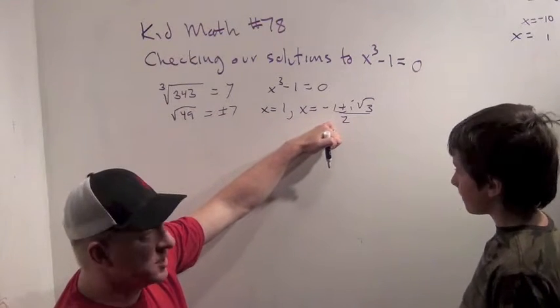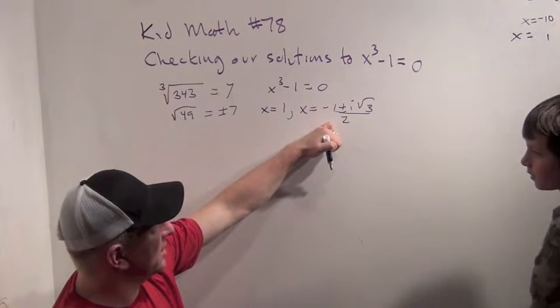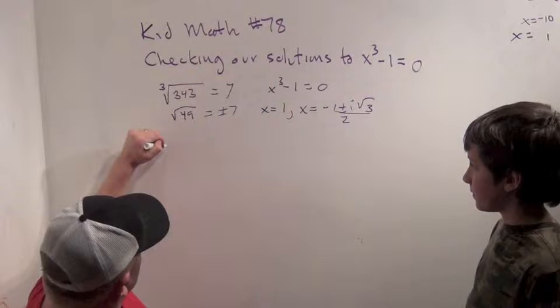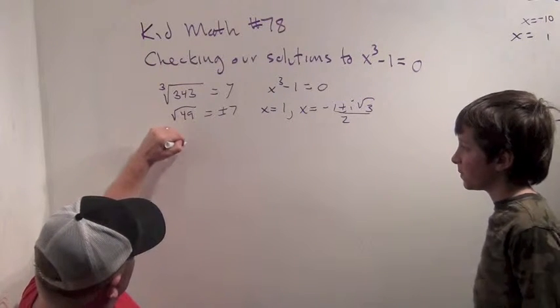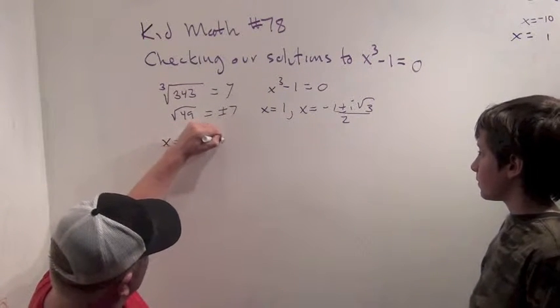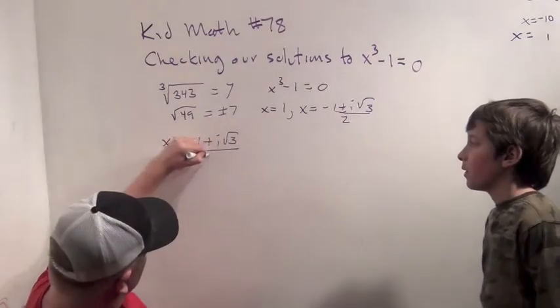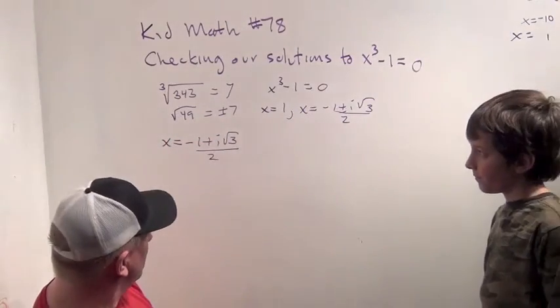But we've never actually bothered to check that one of these works. So which one do you want to check? Let's do the plus. We're going to check that when we set x equal to negative 1 plus i times the square root of 3 over 2, and we cube it.